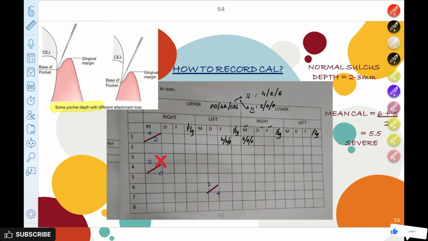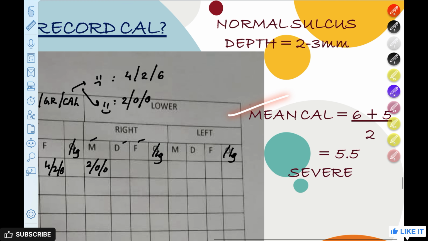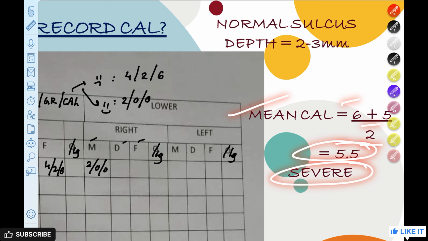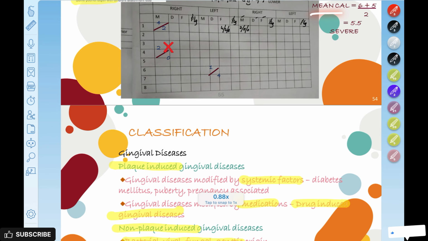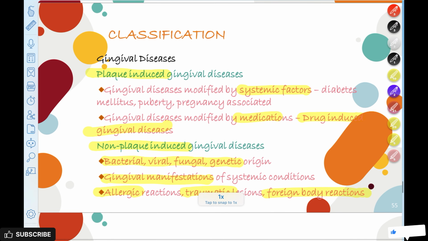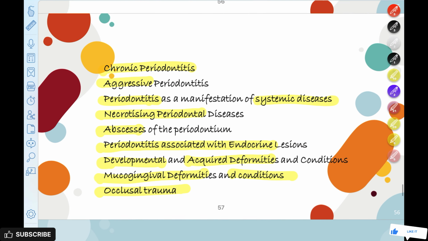Next, you always have to remember that the normal sulcus depth is 2 to 3 mm. Very important. Now how to calculate mean CAL? Mean CAL is equal to 6 plus 5 plus 2, that is severe. Mean CAL is nothing but the average of the CAL. Now next we have is the classification of periodontal disease, which is very important.